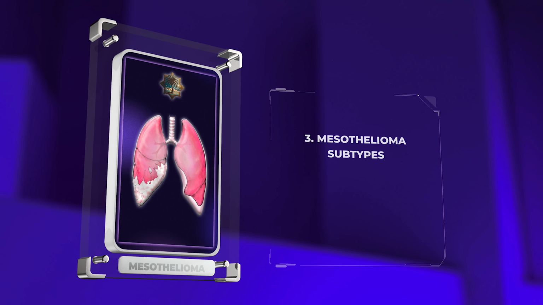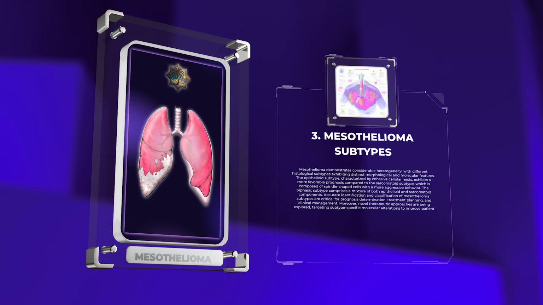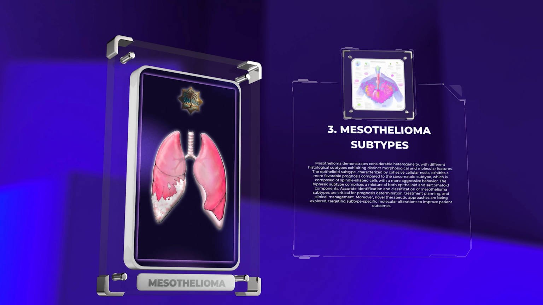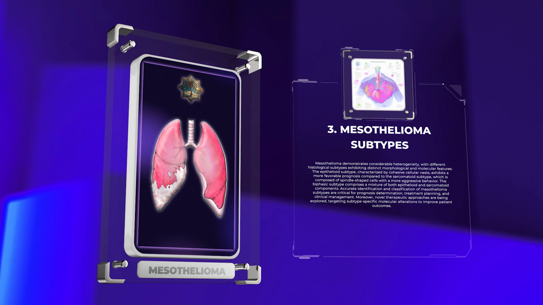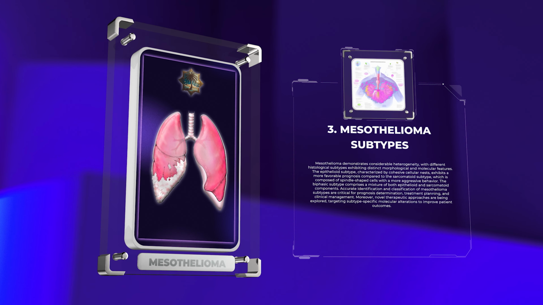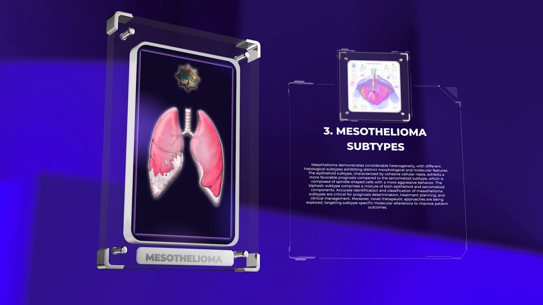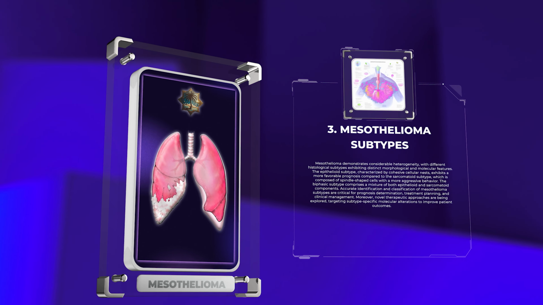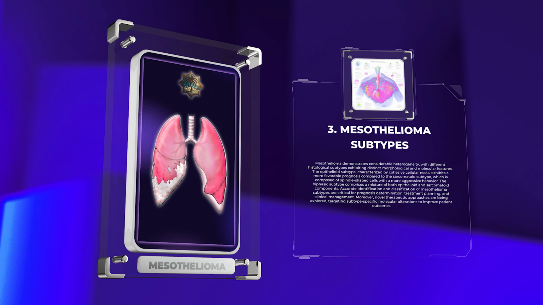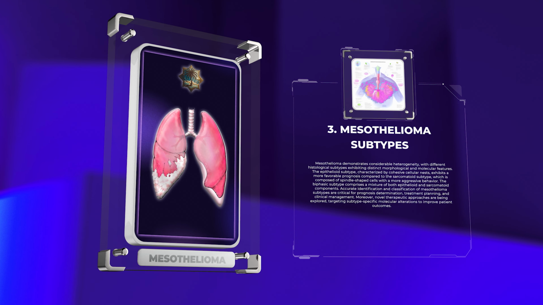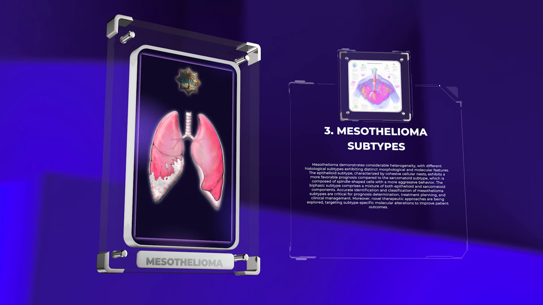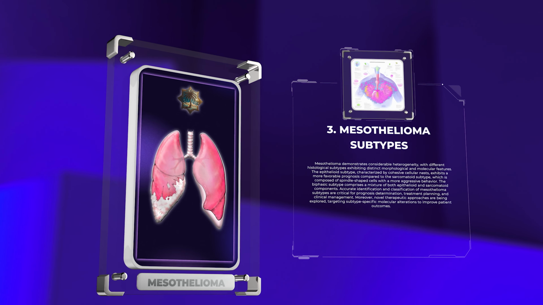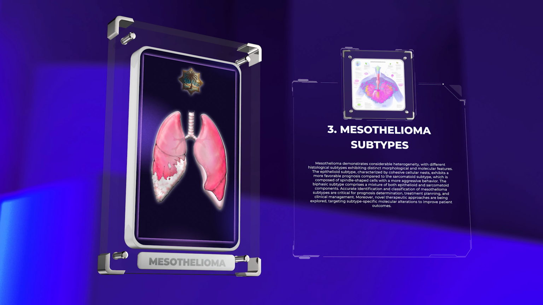Mesothelioma demonstrates considerable heterogeneity, with different histological subtypes exhibiting distinct morphological and molecular features. The epithelioid subtype, characterized by cohesive cellular nests, exhibits a more favorable prognosis compared to the sarcomatoid subtype, which is composed of spindle-shaped cells with a more aggressive behavior. The biphasic subtype comprises a mixture of both epithelioid and sarcomatoid components. Accurate identification and classification of mesothelioma subtypes are critical for prognosis determination, treatment planning, and clinical management. Moreover, novel therapeutic approaches are being explored, targeting subtype-specific molecular alterations to improve patient outcomes.